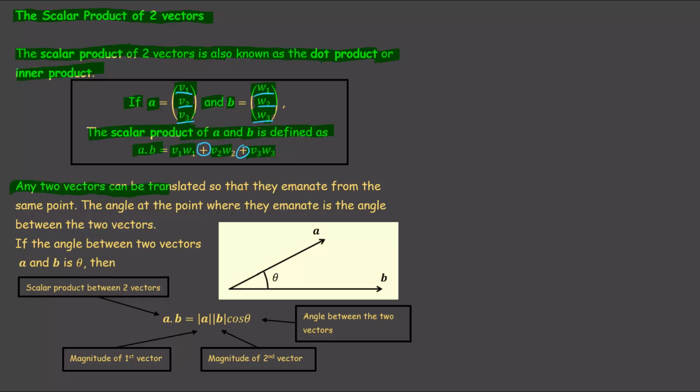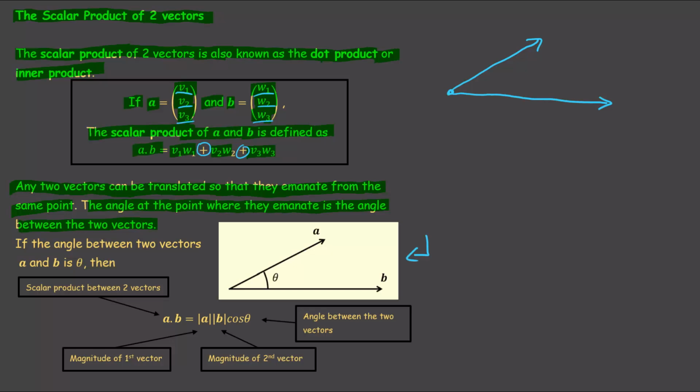Any two vectors can be translated so that they emanate from the same point. The angle at the point where they emanate is the angle between the two vectors. It's often not an important point in questions and so on, but the idea is that we have a point and the two vectors come out of it, as we can see in the diagram here, and the angle between them is as shown.